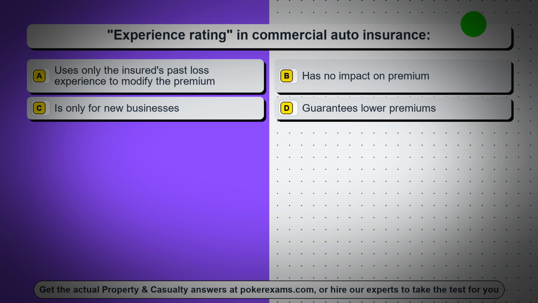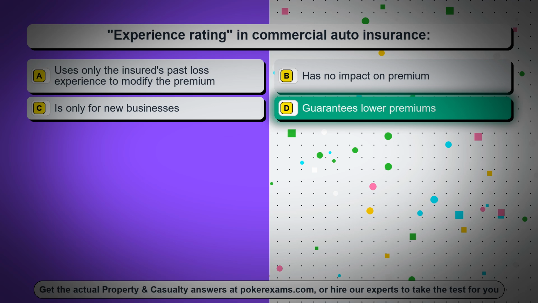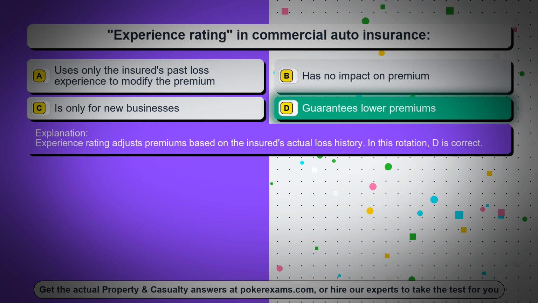Question 64. Experience rating in commercial auto insurance. Option A, uses only the insured's past loss experience to modify the premium. Option B, has no impact on premium. Option C, is only for new businesses. Option D, guarantees lower premiums. The correct answer is option D, guarantees lower premiums. Experience rating adjusts premiums based on the insured's actual loss history. In this rotation, D is correct.